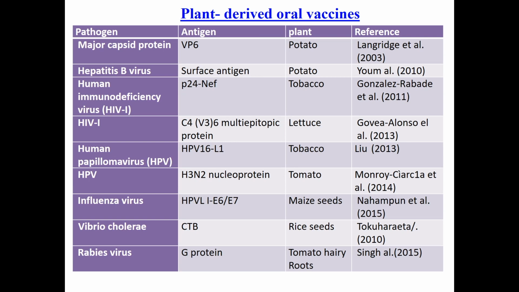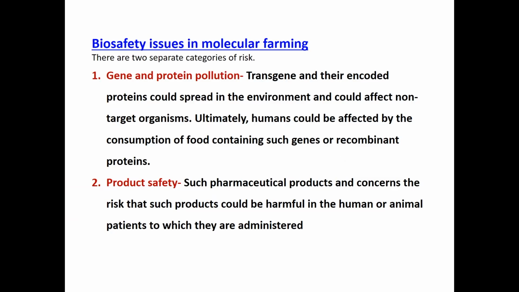These are the plant-derived oral vaccines. Now, related to biosafety issues in molecular farming: gene and protein pollution. Transgenes and their encoded proteins could spread into the environment and could affect non-transgenic organisms. Ultimately, humans could be affected by the consumption of food containing such genes or recombinant proteins. These are some of the risks, the issues of public concern. And then product safety, such as for pharmaceutical products, concerns the risk that such products could be harmful to the human or animal patients to which they are administered.